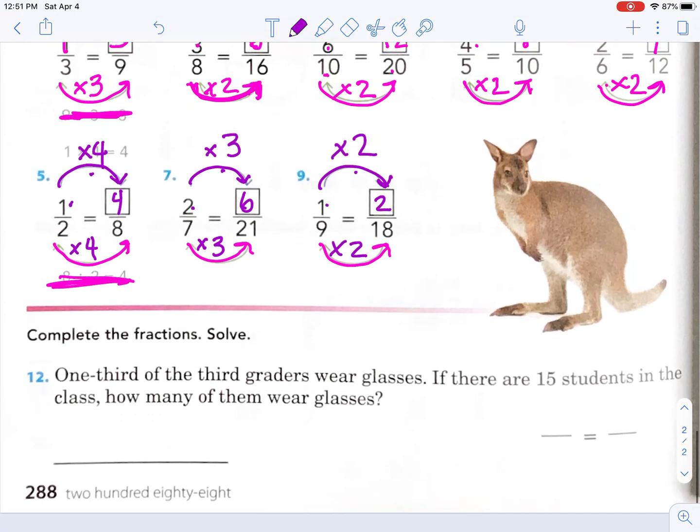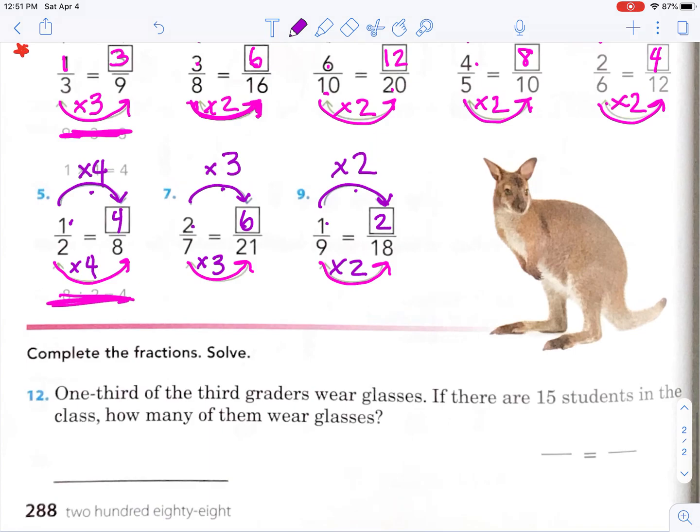Okay, let's move down. It says complete the fractions. Solve. 1/3. Now, boys and girls, they're going to put words in here. And you know that 1/3 in numbers looks like this. 1/3 of the third graders wear glasses.